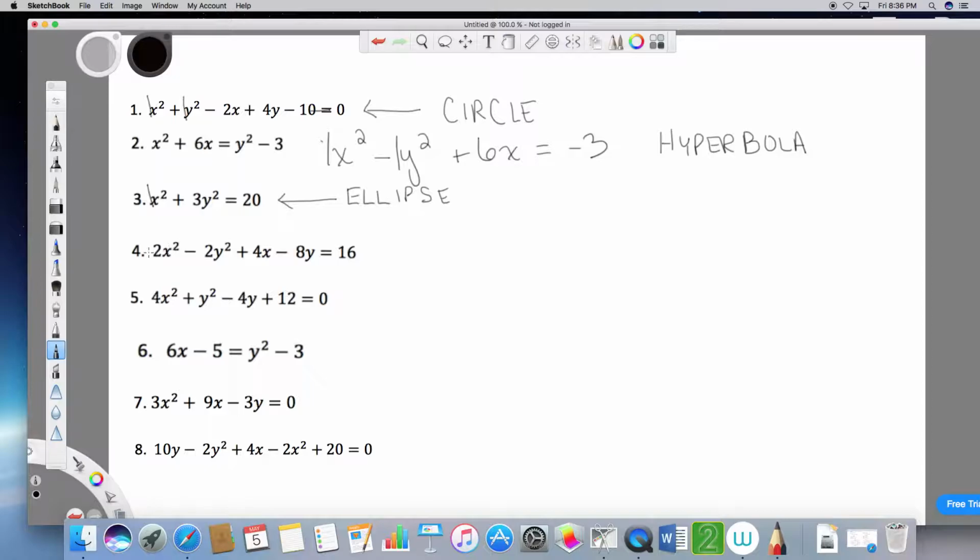Here in number 4, I've got a 2x squared and a negative 2y squared. The positive coefficient and the negative coefficient tell me that the graph of this would be what they call a hyperbola. And here in number 5, I've got a coefficient of 4 in front of x squared, a 1 in front of y squared. They're both the same sign, but they're not equal to each other. This is an ellipse.